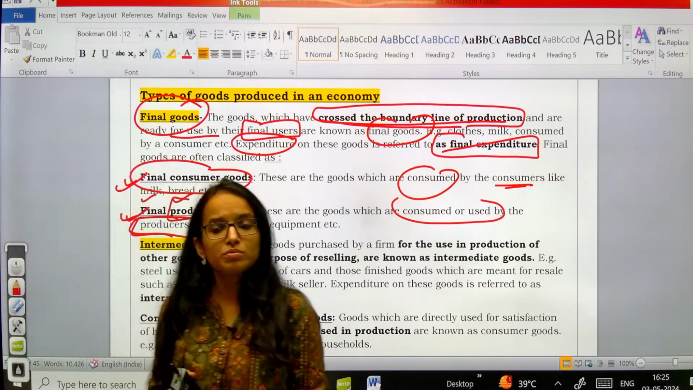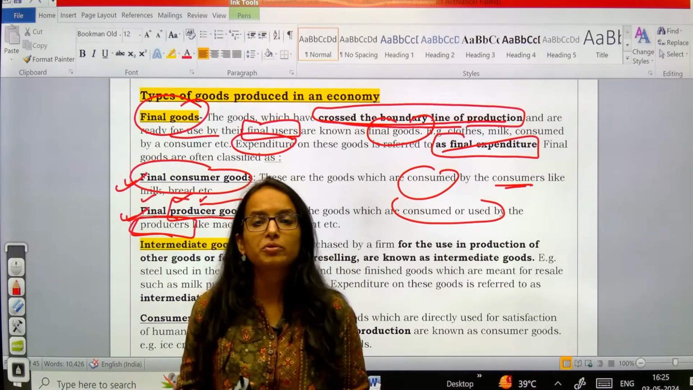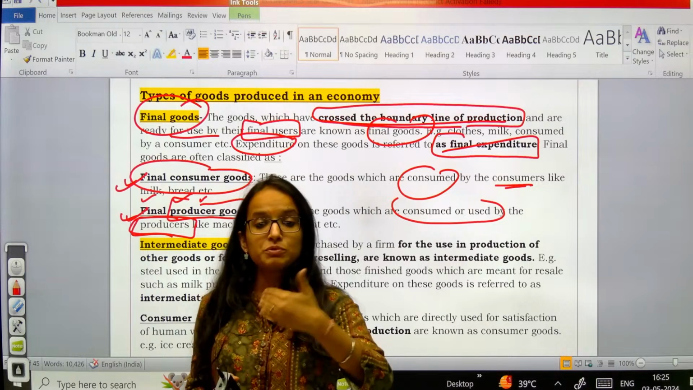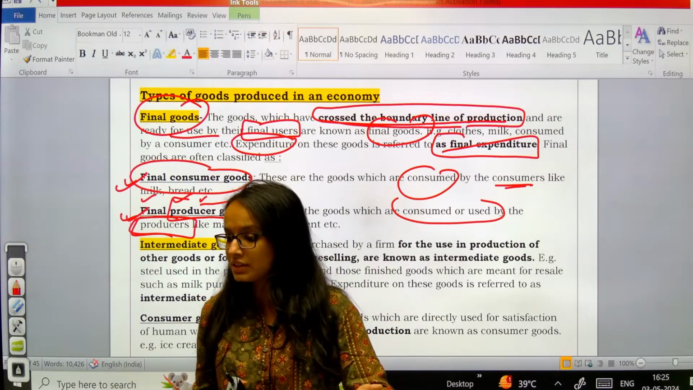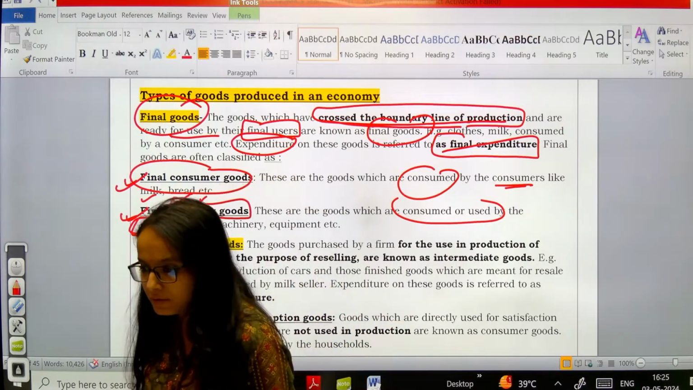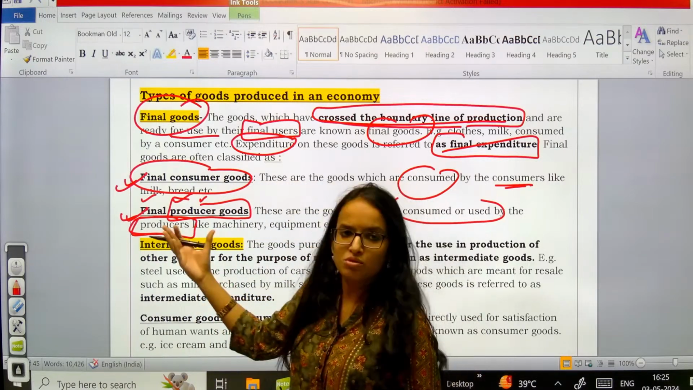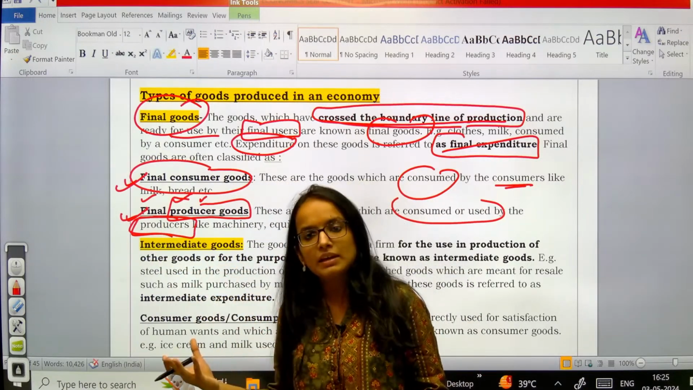Yes, it can also be called a capital good, no doubt. Producer goods are capital goods as well, because the good which a producer uses for any economic activity is capital also. So you can also call them capital goods or capital indeed.